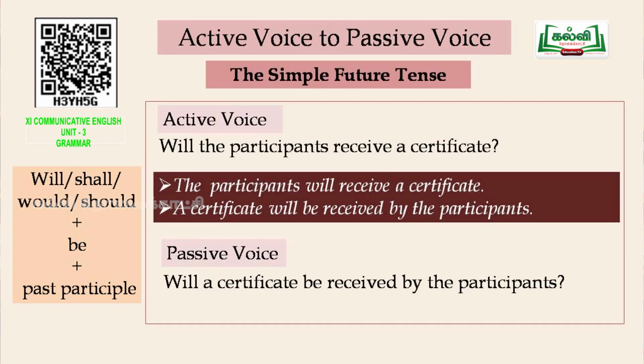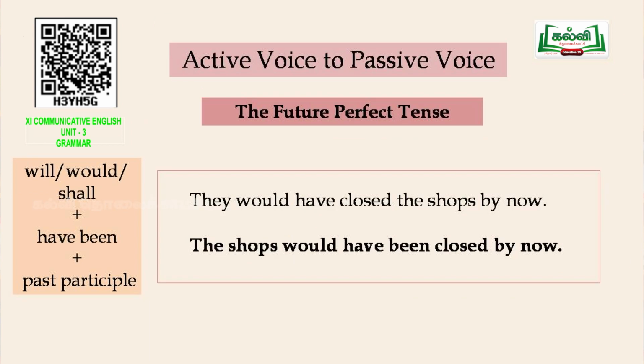Sentence number 2, will the participants receive a certificate? Interrogative sentence. So naturally it ends with a question mark. I convert it into a statement. The participants will receive a certificate. So what is my answer here? The participants will receive what? A certificate. A certificate will be received by the participants. So I take the auxiliary to the beginning of the sentence. So I start with will, capital W. Will a certificate be received by the participants? Question mark.